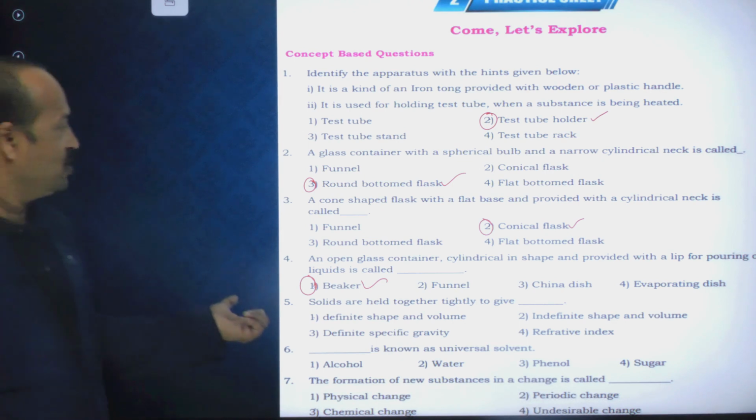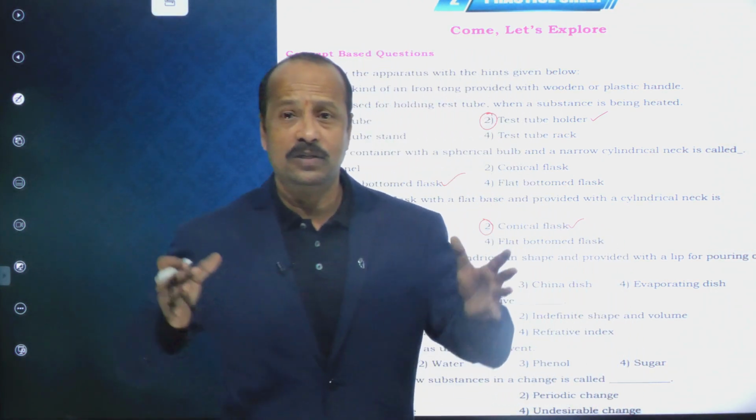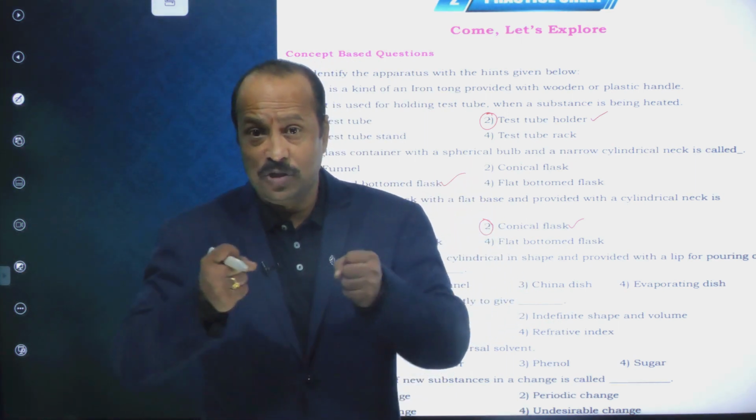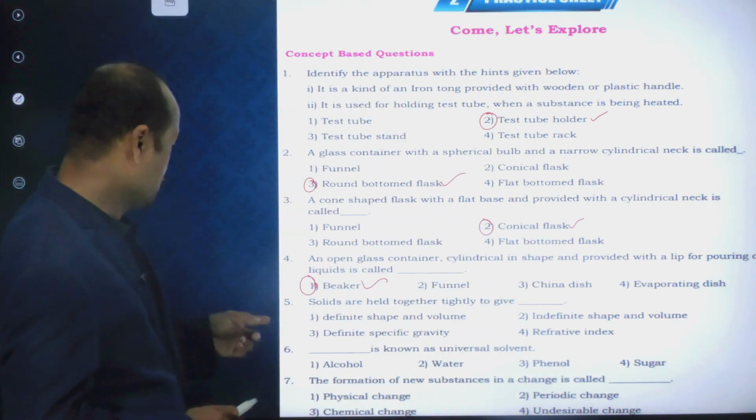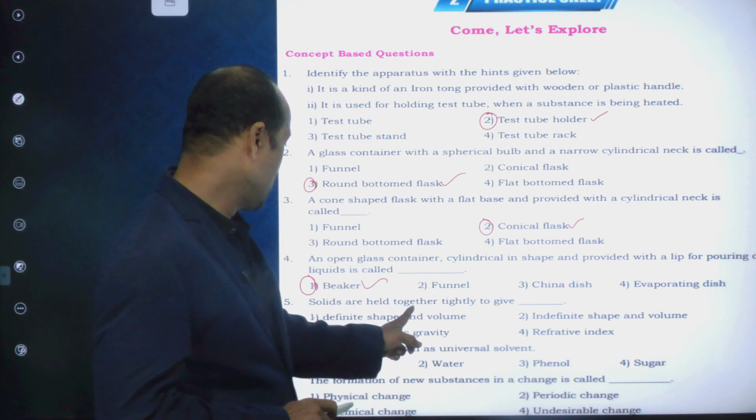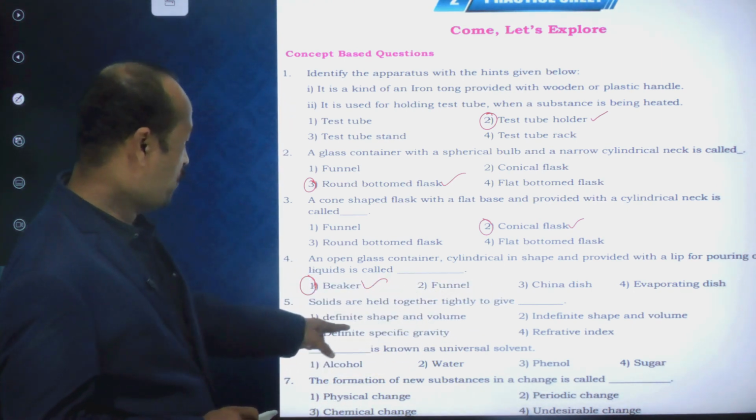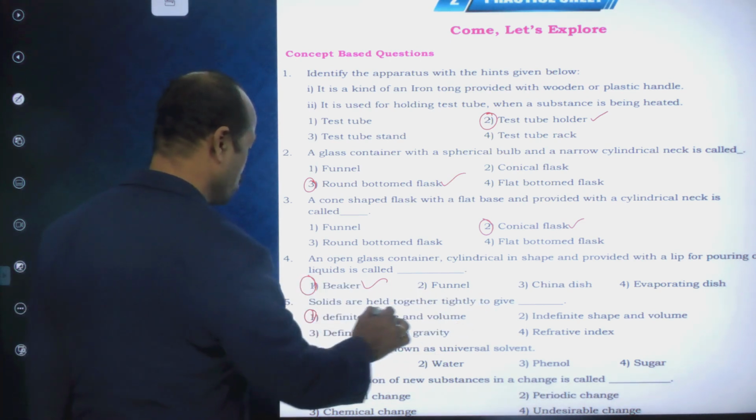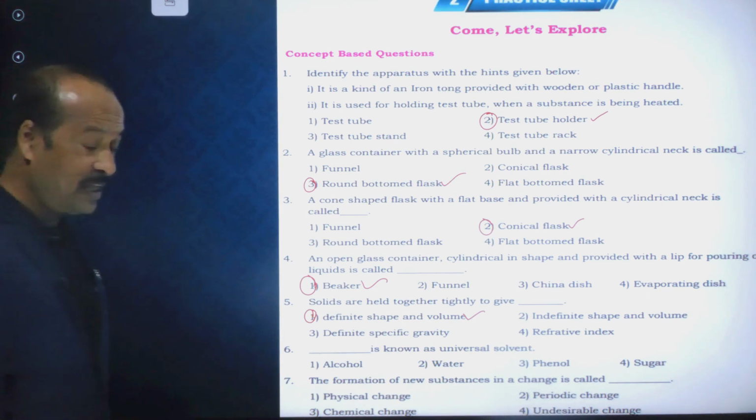Now, solids are held tightly together. We discussed that in solids, atoms are closely packed with each other. Why? There is a strong force of attraction. Did you remember? So solids are held together tightly to give a definite shape and volume. So this is the right answer, students: definite shape and volume.